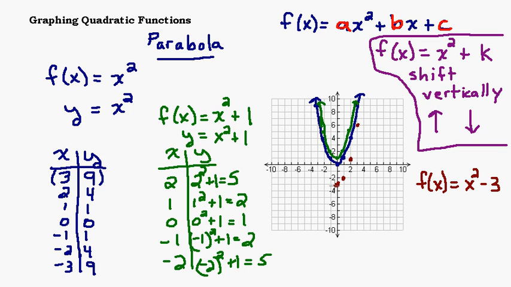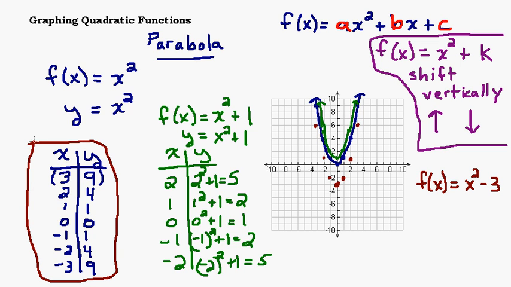And then just reflect those points over the y-axis, reflect them to the other side of the y-axis, and you can very quickly get this parabola without having to do a table at all. Because it's basically f of x equals x squared. It's this parabola right here, just shifted down 3 units. There's no reason to go ahead and do the whole table again.